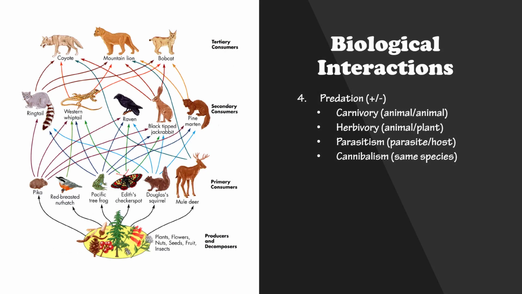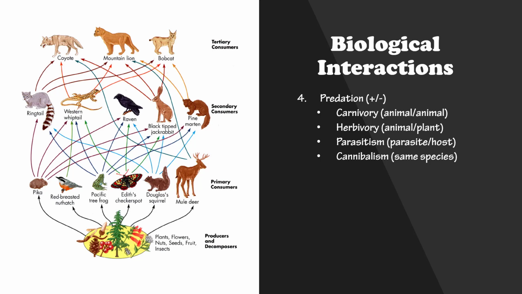Biological interactions. Biological interactions include predation. Predation is beneficial for the predator, but harmful for the prey. There are different types of predation. There's carnivory predation, which is when an animal eats another animal. There's also herbivory predation, which is when an animal eats a plant.